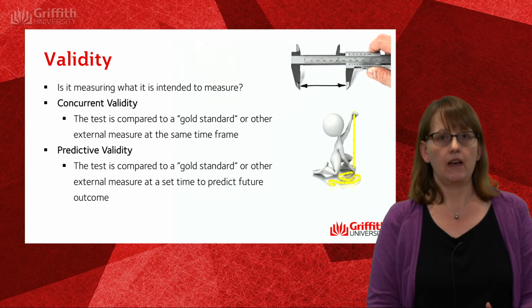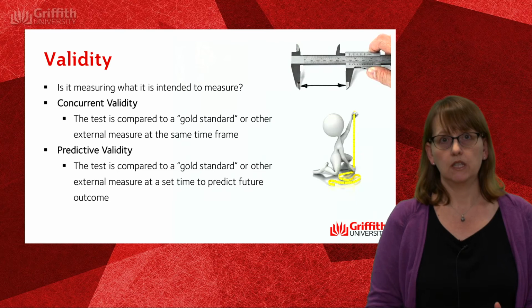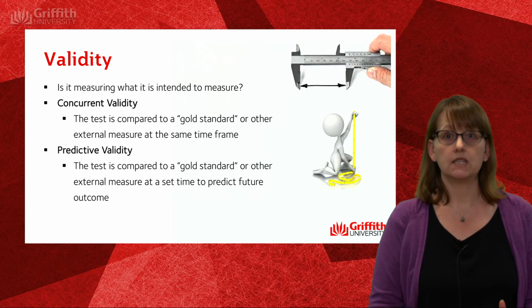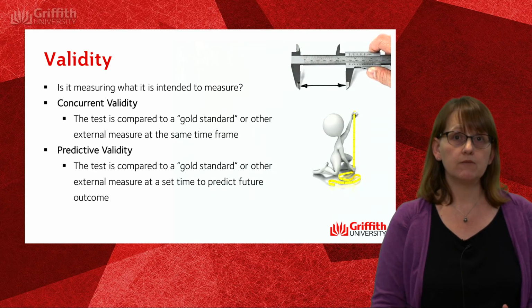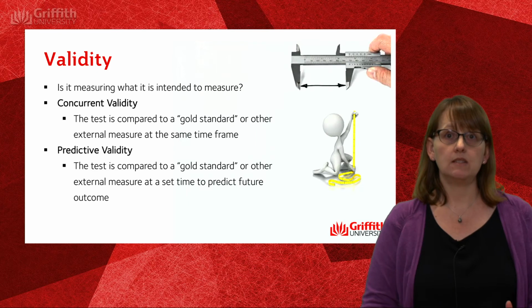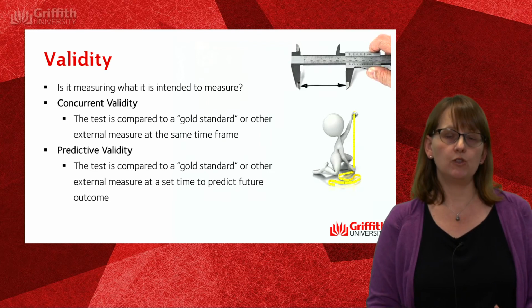Then if we consider our validity, is it measuring what it is intended to measure? Concurrent validity is where the test is compared to a gold standard or other external measure at the same time frame, or predictive validity, where the test is compared to a gold standard or other external measure at a set time to predict future outcome.